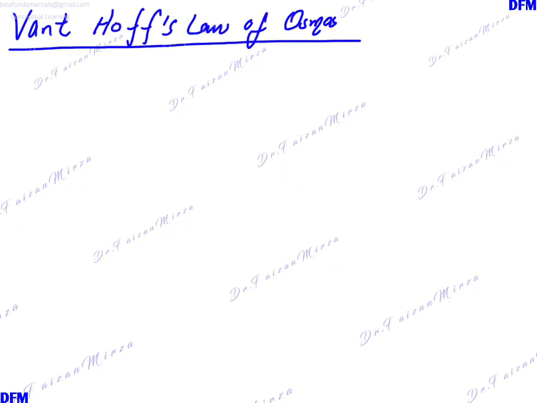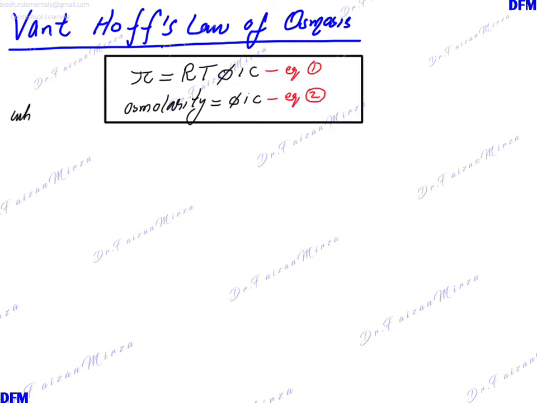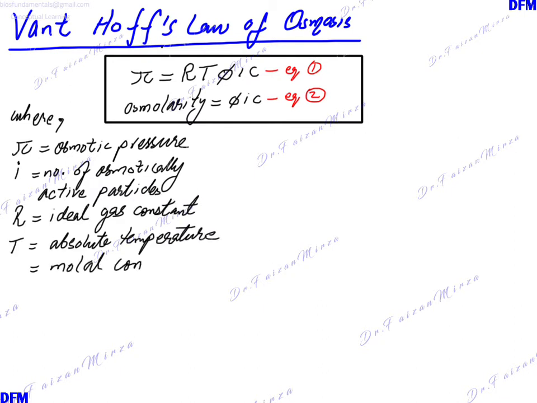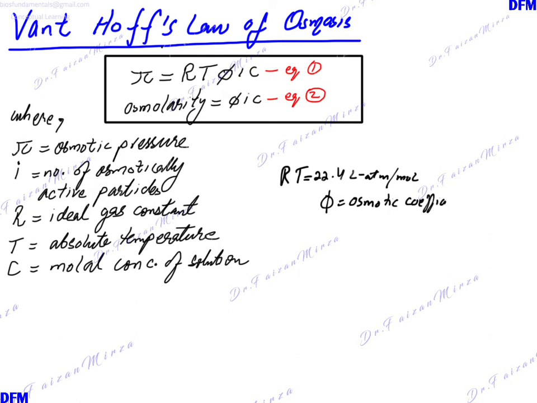The next law that we have to discuss here pertaining to osmosis is Van 't Hoff's law of osmosis. It is mathematically represented by the equation π = RTφiC. This is equation 1, and equation 2 is osmolarity = φiC. This symbol here can be read as phi, a Greek letter. So π is the osmotic pressure, i is the number of osmotically active particles present in that region, R is the ideal gas equation constant, and T is the absolute temperature. C is the molar concentration of the solution, and we know that the value of RT can be tabulated here, which will be 22.4 liter atmosphere per mole.